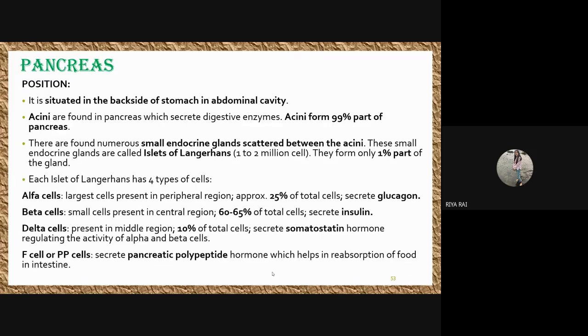Delta cells are situated in the middle region and form 10% of total cells and secrete somatostatin hormone. Somatostatin hormone helps in regulating the activity of the alpha cells and the beta cells, which are secreting the glucagon and insulin respectively. And PP cells or F cells, they secrete the pancreatic polypeptide hormone, and this pancreatic polypeptide hormone is responsible for reabsorption of the food in the intestine. And this pancreatic polypeptide hormone is generally of 36 amino acids.